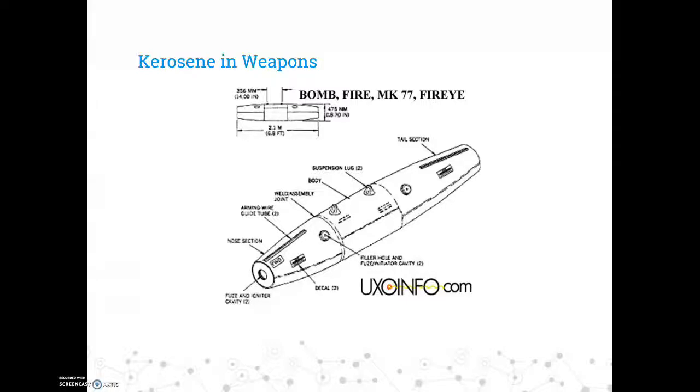This particular bomb, called the MK77 Mark 0 in the figure above, was the first version in use, and this bomb weighed about 750 pounds. Now, the Mark 1 through 5 models were only 500 pounds. These bombs were ignited at the front, where a fuse and igniter cavity would light about 1.25 pounds of white phosphorus.